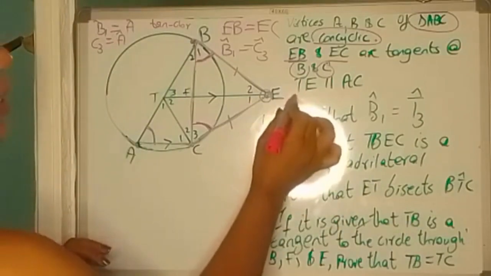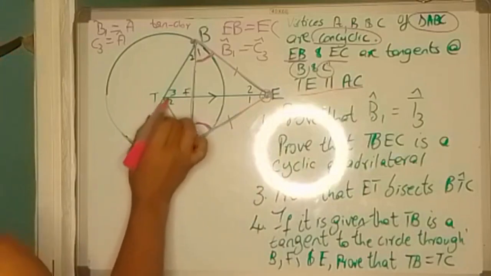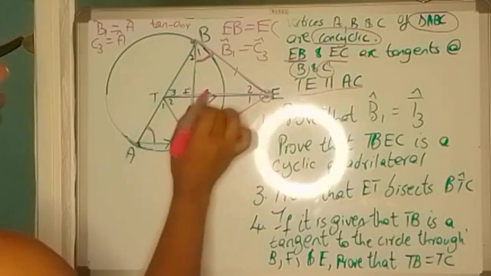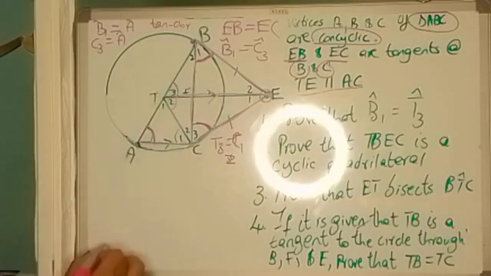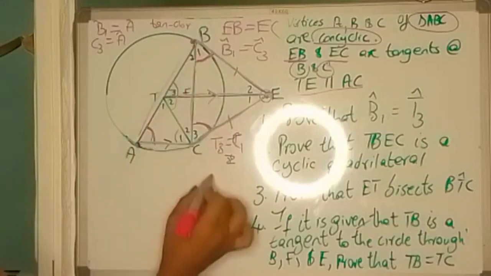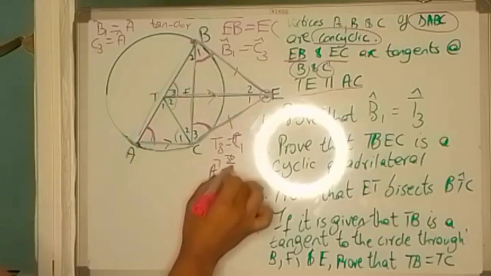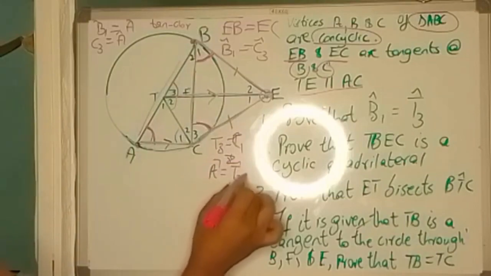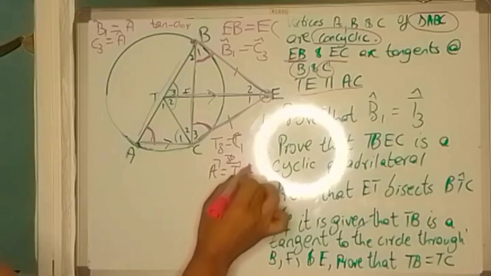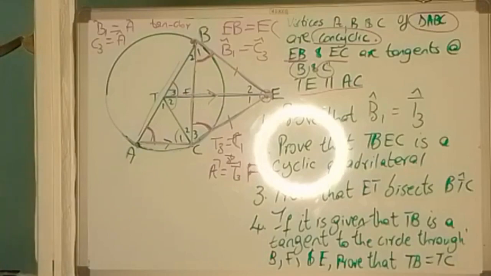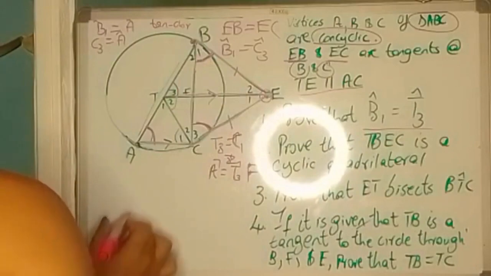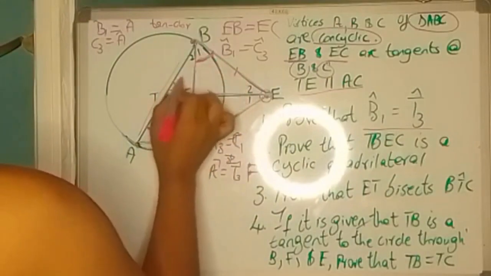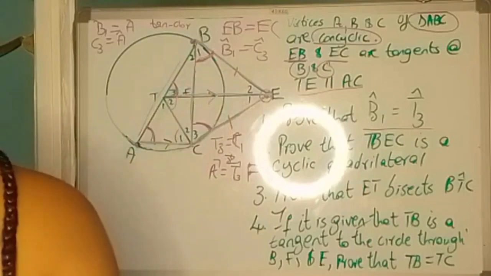We are also given that TE is parallel to AC. A is equal to T3. That's the shape of an F. A will be equal to T3, and we know those are corresponding angles. This is information from previous grades. So let's see. First, they want us to prove that B1 is equal to T3. We need to prove that B1 equals T3.